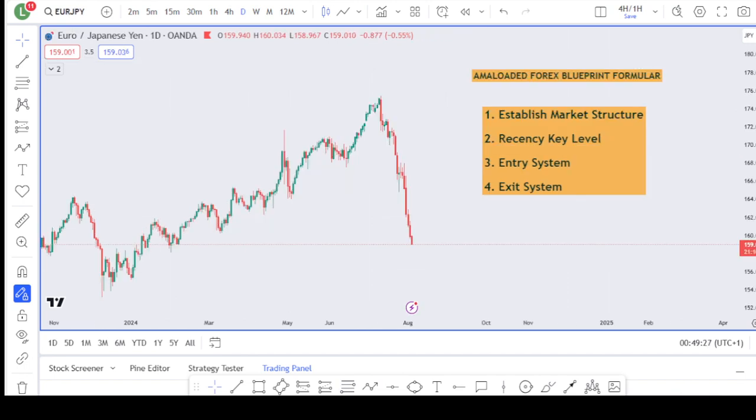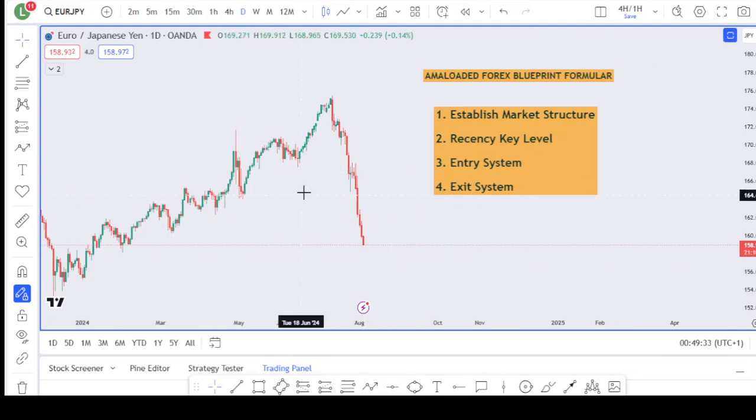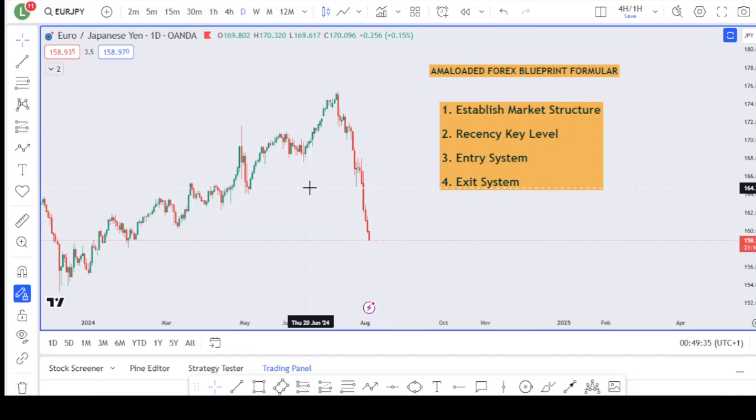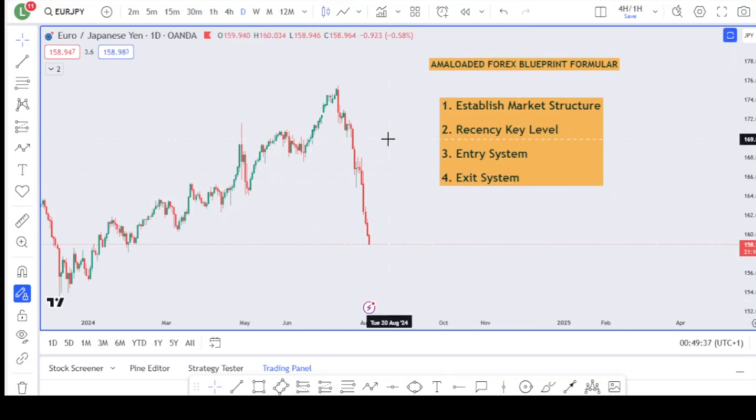The next currency pair on my watch list is EURJPY. Looking at the daily chart of EURJPY, you agree with me that this market condition is bearish, right? Looking at the structure, remember the first step is to establish the market structure to guide the decision that we want to make in the market.